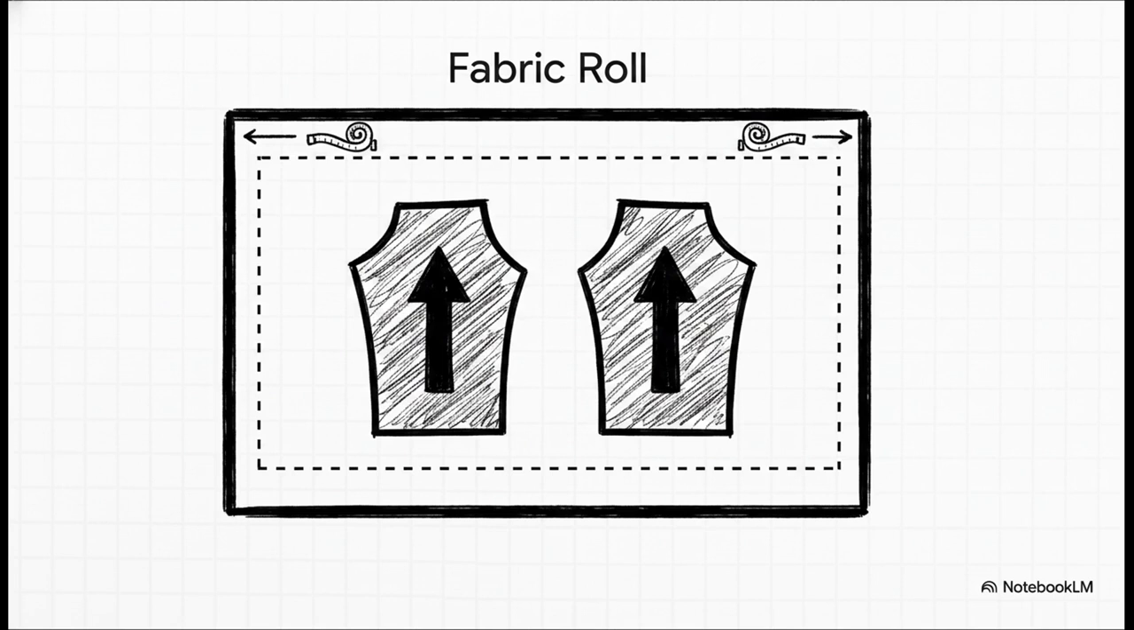And grain lines? They've got to be perfectly aligned. For wovens, the grain line must be parallel to the warp or lengthwise direction. For knits, it's parallel to the vertical wales. Oh, and if you're dealing with asymmetric fabrics, all your pattern pieces have to be laid out in the exact same direction to keep things looking consistent.